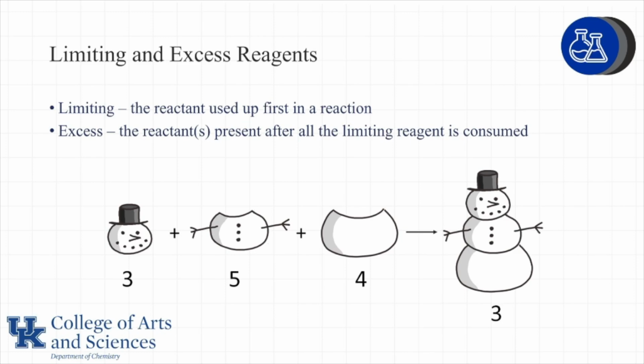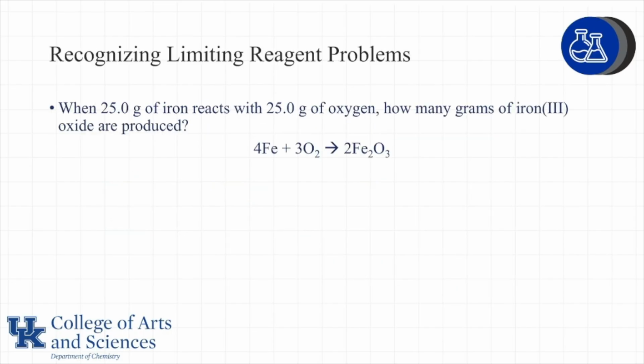With our snowman example, we see that the head is the limiting reactant. It is controlling how much of the product, or how many snowmen, we can make, while the middle and bottom are both excess reagents. We will have some of them left over after the reaction has stopped. How does this translate into a chemical reaction? The first thing we have to do is know how to recognize a limiting reagent problem.